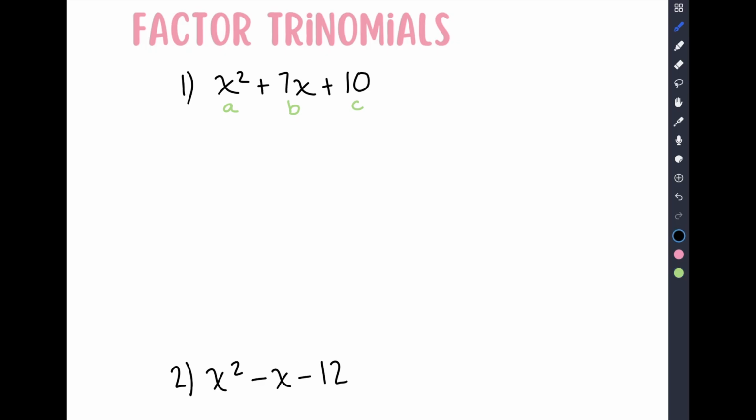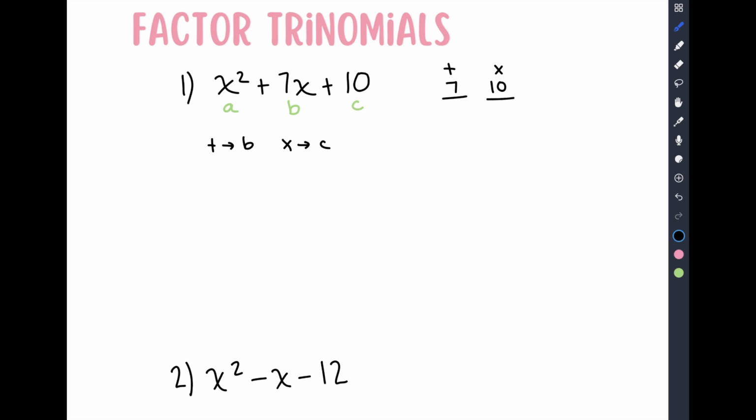So to factor this trinomial, we need to find a number that adds to give us B, but that multiplies to give us C. So in terms of this problem, we're going to be finding a number that adds to give us 7, but then multiplies to give us 10.